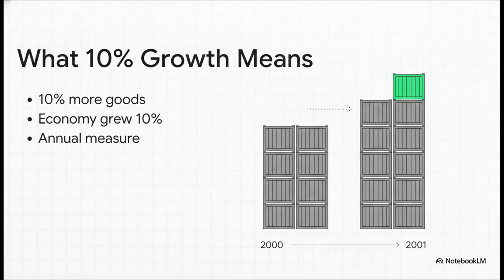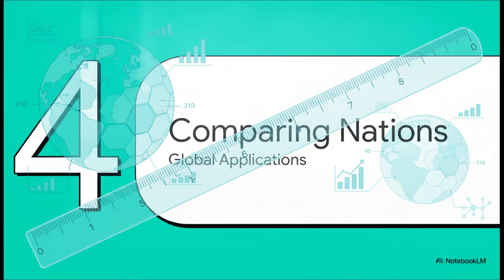So the crucial point is understanding what that 10% actually means in the real world. It directly translates to the UK producing 10% more goods and services than they did the year prior. The UK economy fundamentally grew by 10%. And it perfectly highlights how economic growth is strictly measured from year to year within a specific time series like 2000-2001.